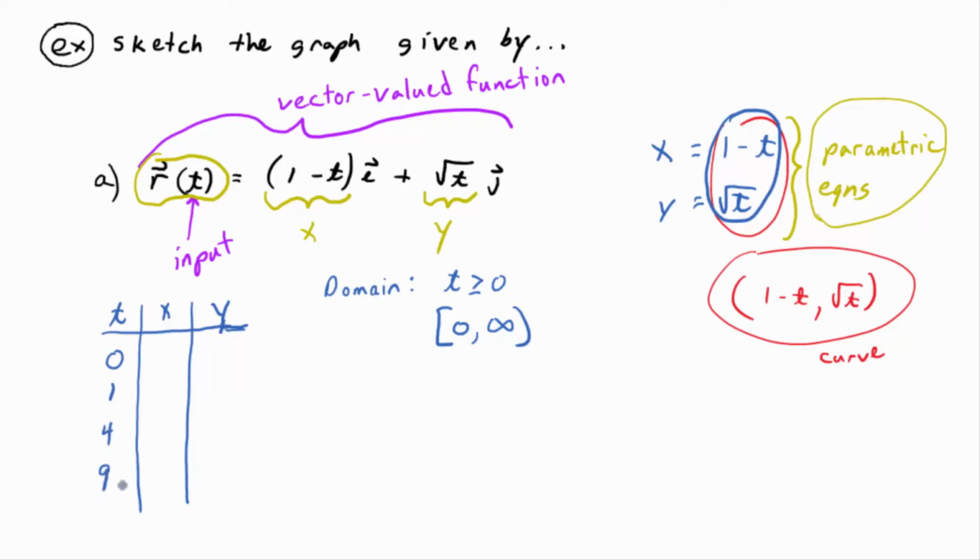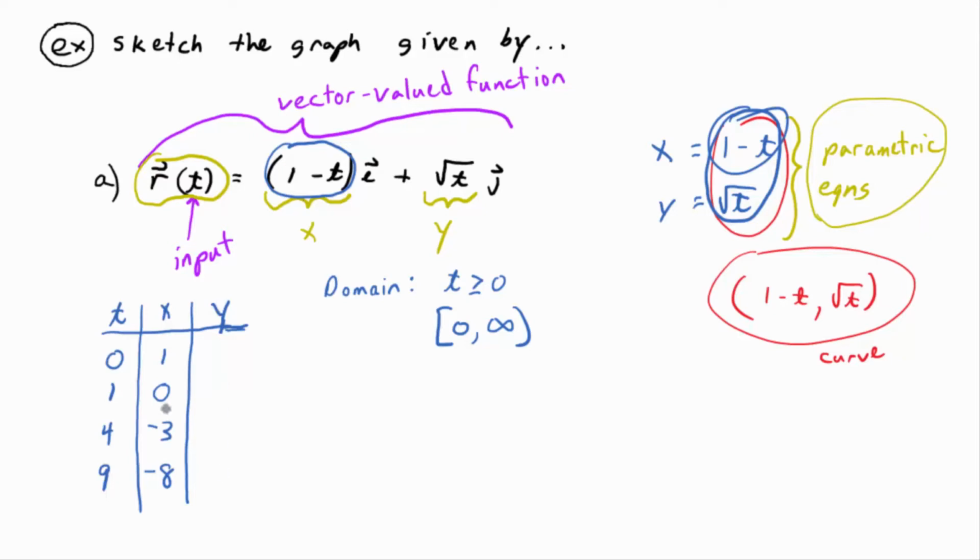So going down the x column, what do you get? So you're just thinking of plugging in either the parametric equation or just right here, what do you get for your x values? Given these t values, what are the corresponding x values? Plug in 0, you get 1. Plug in 1, you get 0. Plug in 4, you get -3. Plug in 9, you get -8. So it really is just plotting the x values.